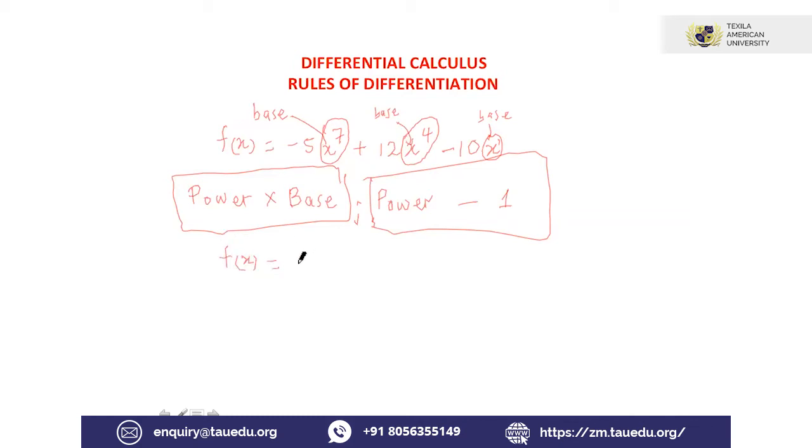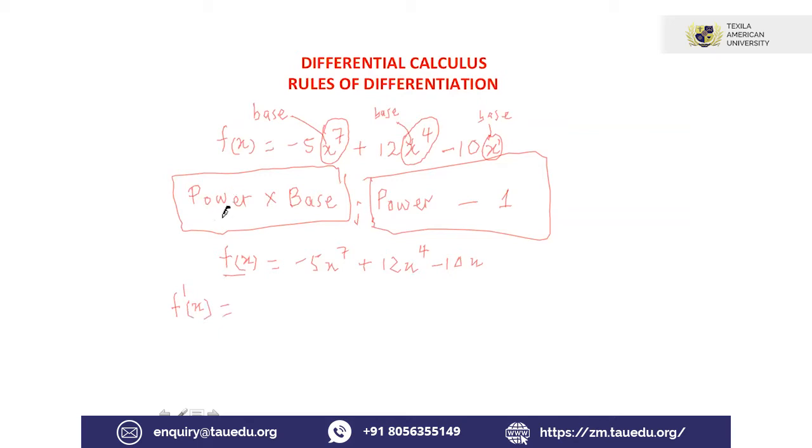So f of x equal to negative 5x to the power of 7 plus 12x to the power of 4 minus 10x. Now, guys, just follow what I'm going to show you. This is the subject. So the subject, we can find a derivative of the subject. The derivative of the subject will be f prime of x.